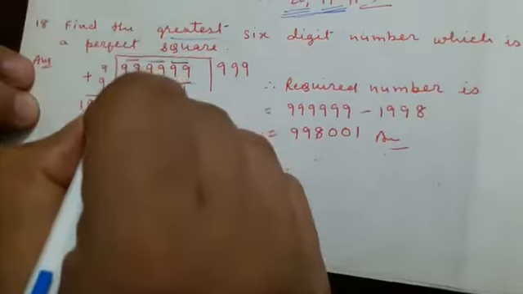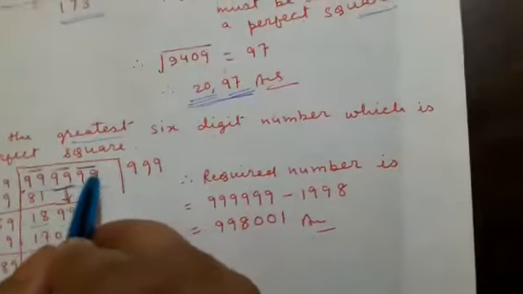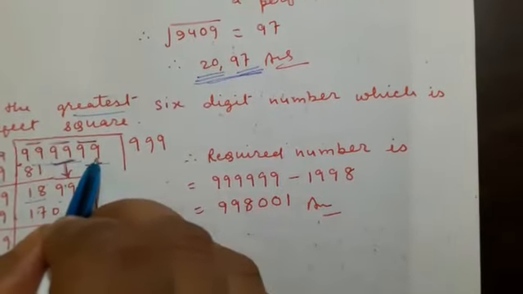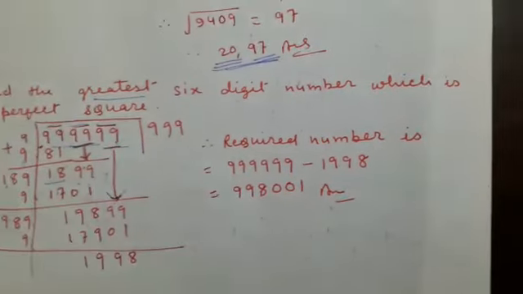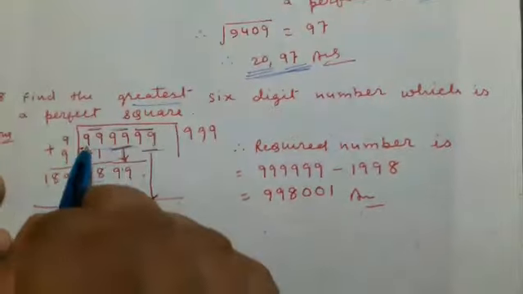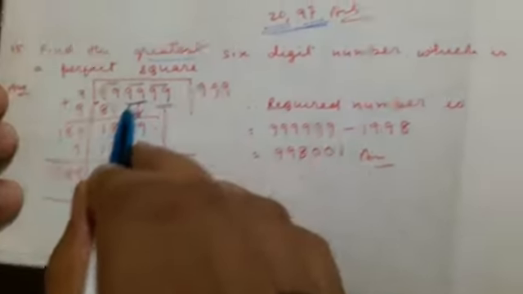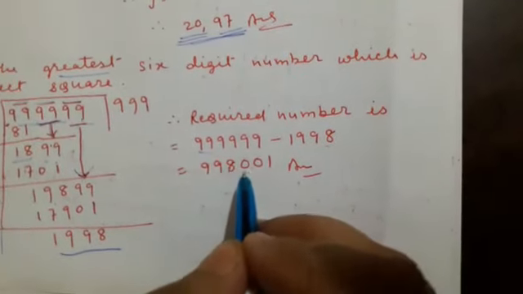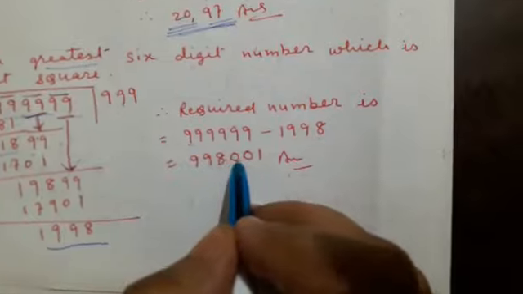Now we have to find the greatest 6-digit number. In this given number of six 9s, if we add even 1, then it will become a 7-digit number. So here we will not add any number; we will subtract this remainder from the given number. So after subtracting we'll get 998,001.